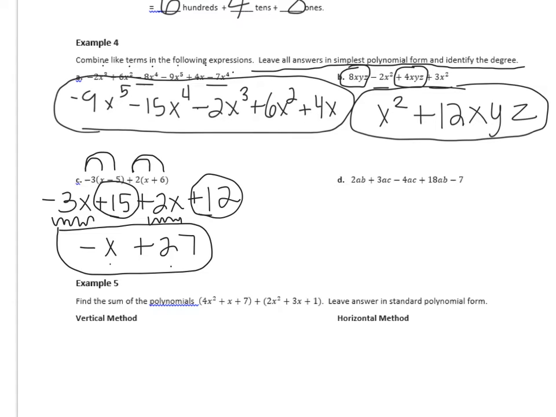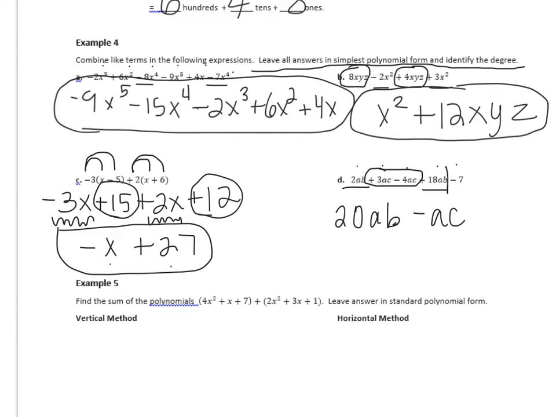Now, it looks like the exponents here are really all the same, so the order isn't really going to matter. So I'm going to start with this 2ab, and I see there's another plus 18ab. I combine those, I get 20 ab's. I've got 3 AC's. I'm taking away 4 AC's. That gives me negative 1 AC.